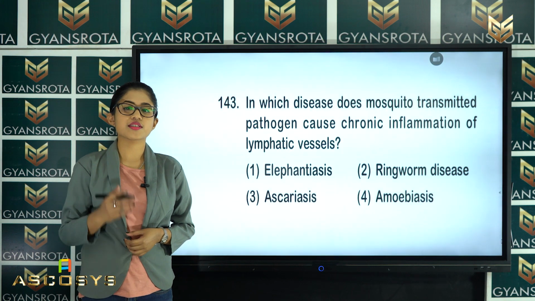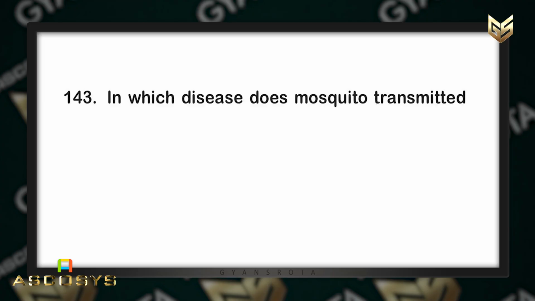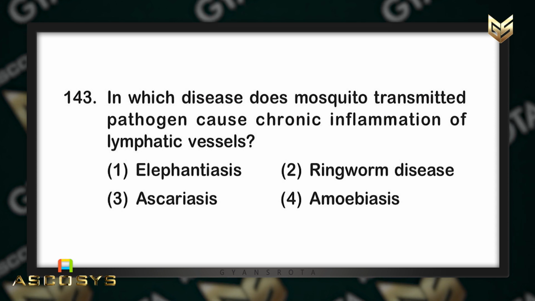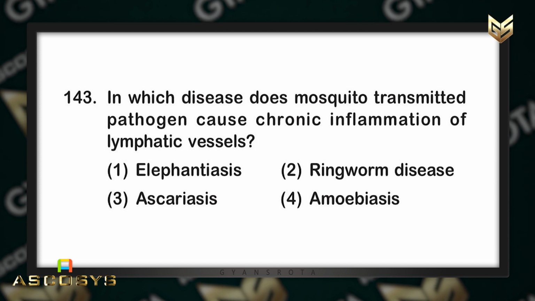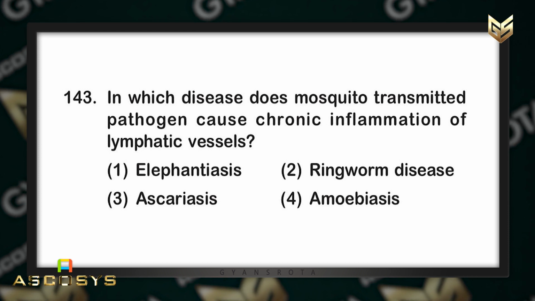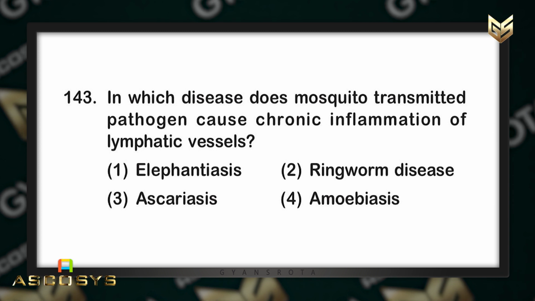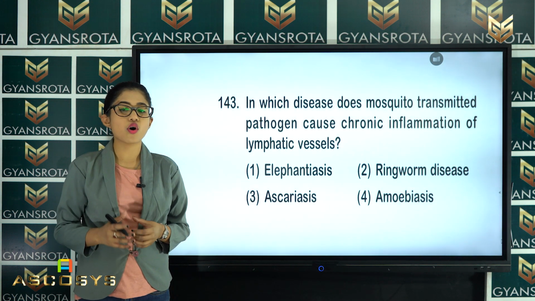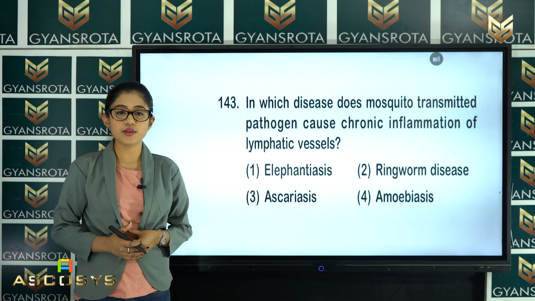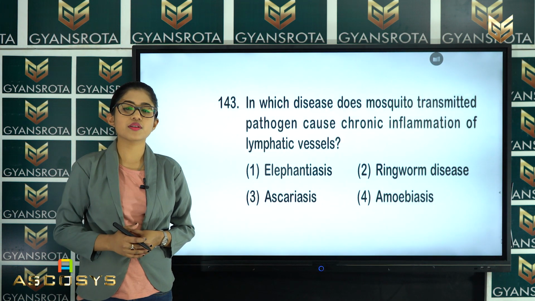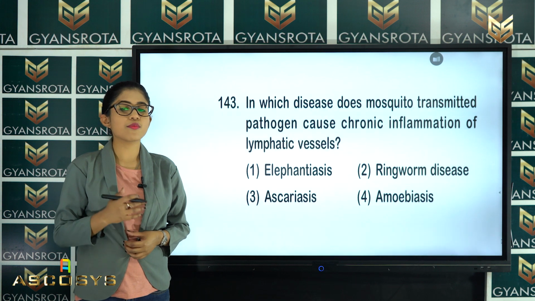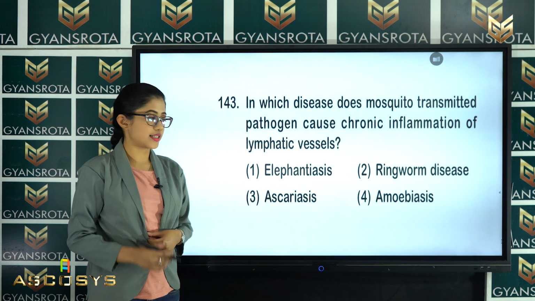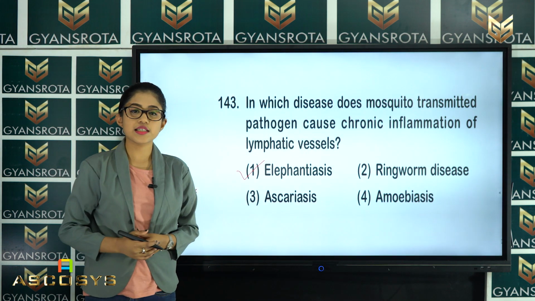In the next question, as you can see here, question number 143. In which disease does a mosquito transmitted pathogen cause chronic inflammation of the lymphatic vessels? Option number 1 is elephantiasis, ringworm disease, ascariasis or amoebiasis. So, we have discussed this in the chapter Human Health and Disease. We have discussed all the various kinds of diseases which take place in humans. Along with this, we have also got to know about their causative agents. So, which among them is the correct answer? That is elephantiasis. So, option number 1 is the correct answer for this question.